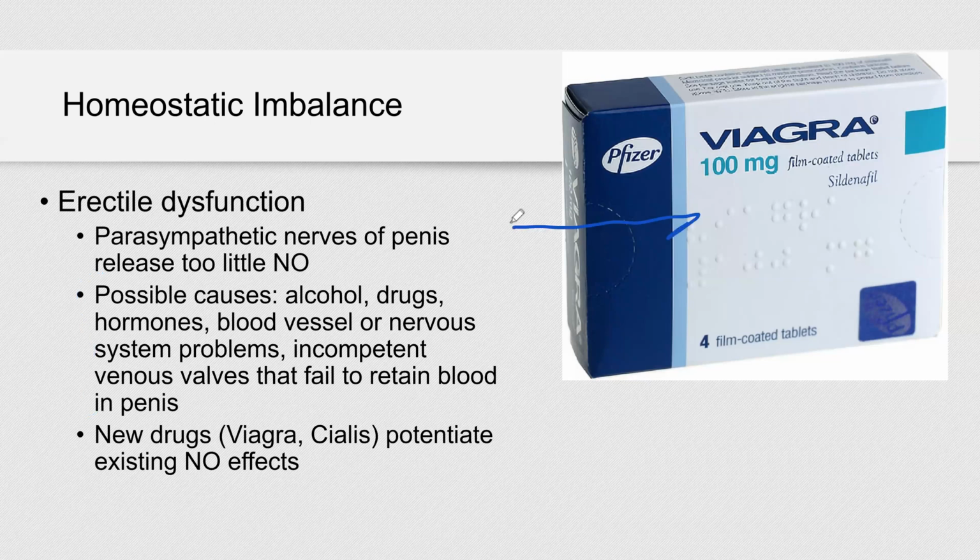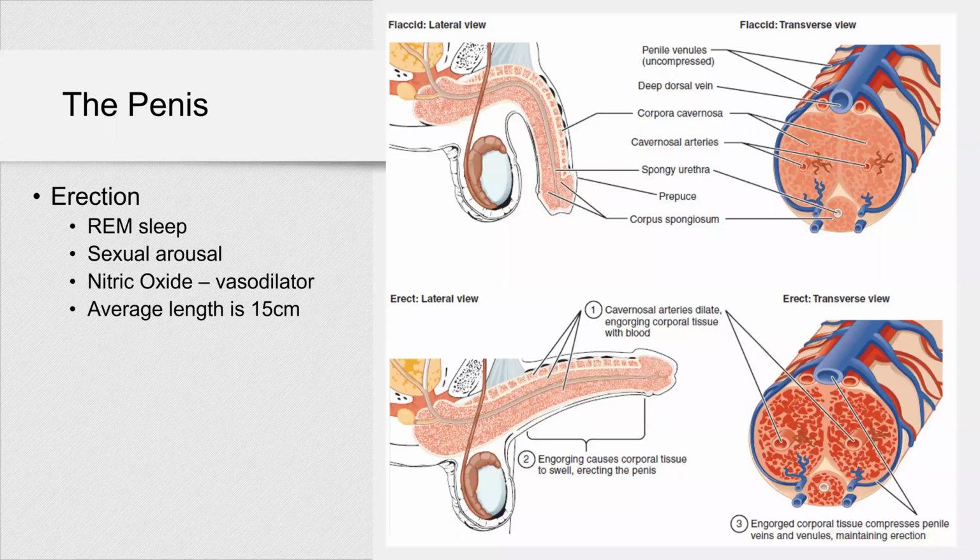And you heard about Viagra. What Viagra does is mimic nitric oxide effects. So that causes the blood vessels in those bodies that make your penis, corpora cavernosa and corpus spongiosum, to dilate and fill with blood.